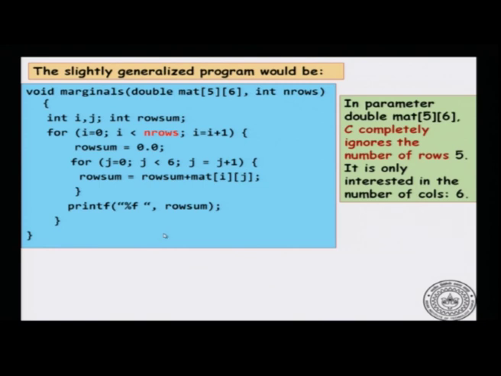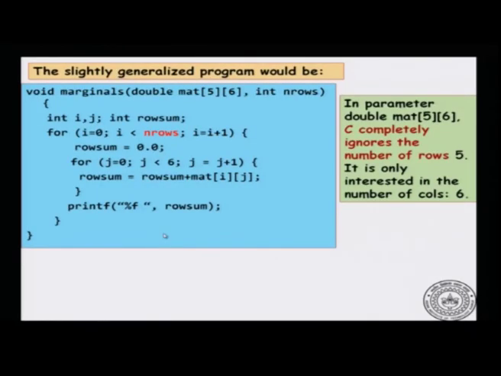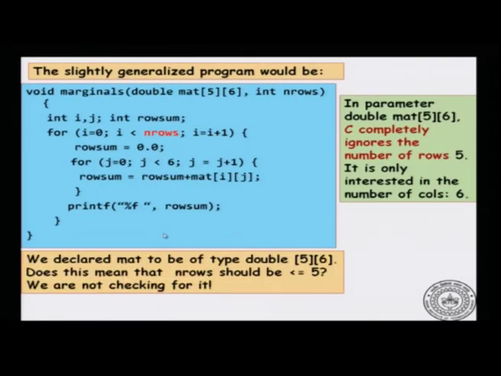So, here is the strange thing: C completely ignores the number of columns. As far as the C language is concerned, if you have a 2D array, the number of columns is crucial, it has to be specified, but the number of rows is not really important. So, C completely ignores the 5 part, the number of rows. Now, this means that we could pass less than 5 rows into the same function, since we are not checking, for example, that n rows is less than or equal to 5.